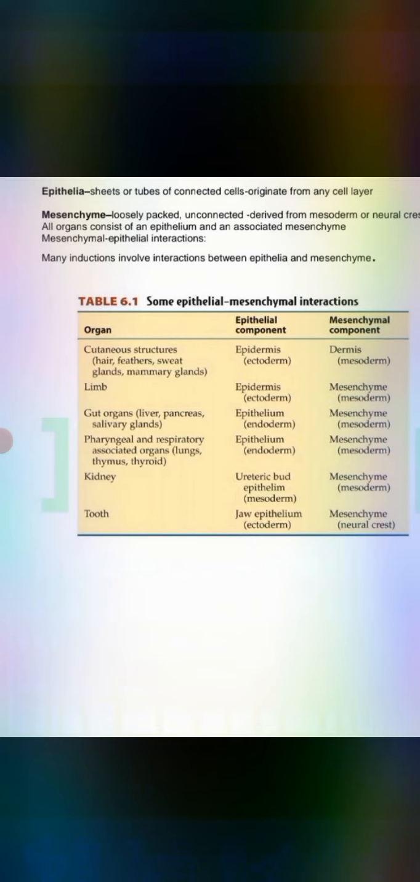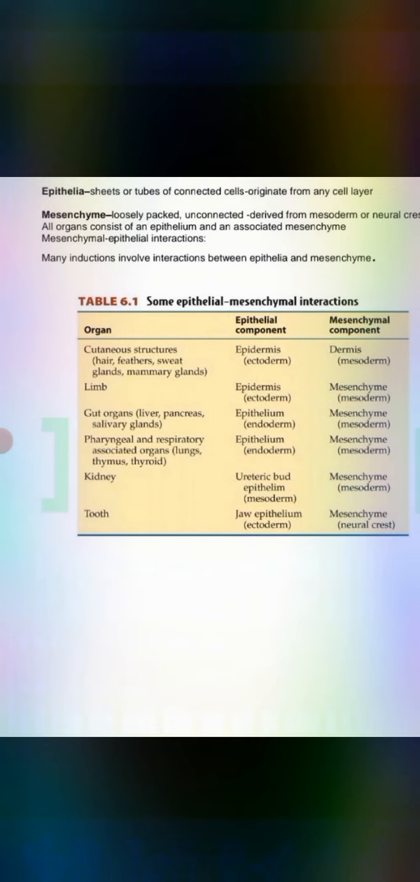Then towards the kidney, we can see the ureteric bud, that is the epithelium, which is derived from the mesoderm. That is an exception case for the epithelial and mesenchymal interaction. The mesenchymal component is also derived from the mesoderm. So through the interaction between these mesodermal components, the kidney is formed.